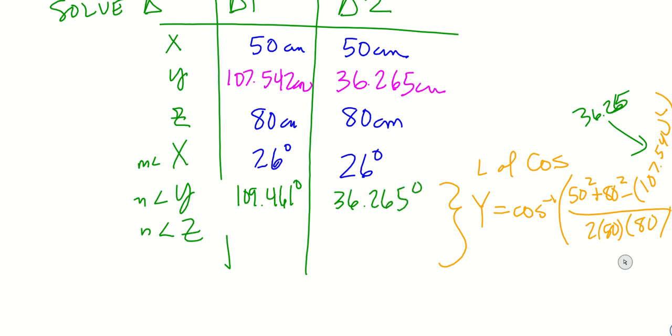If we then use the idea that the sum of the three angles has to equal 180, we can find the third angle, and this one would give me 44.539 and 135.461. So I think I'm going to stop there for today.